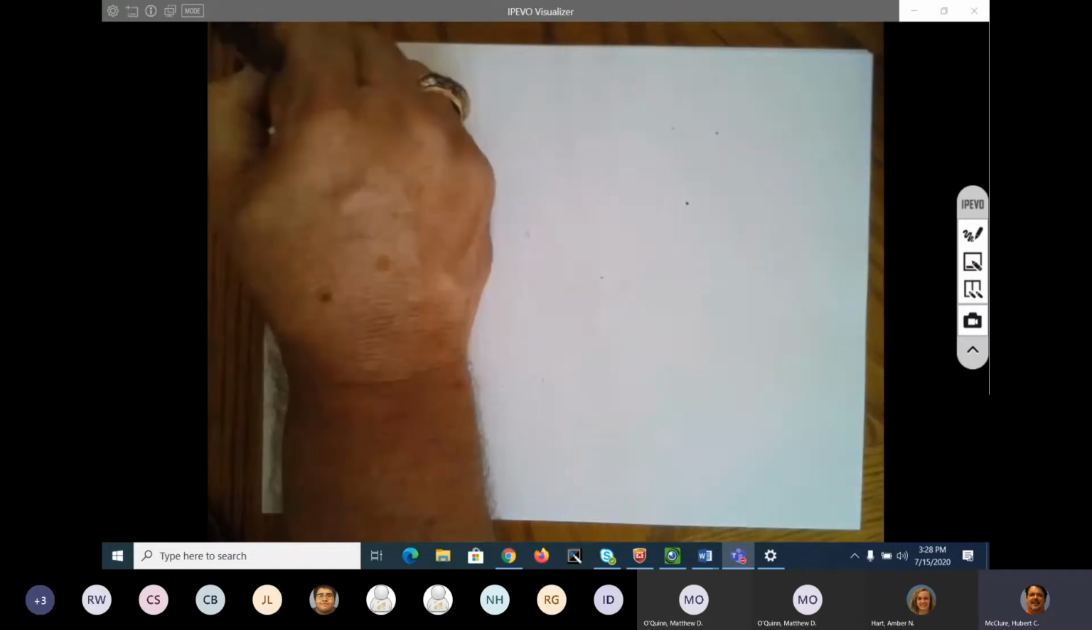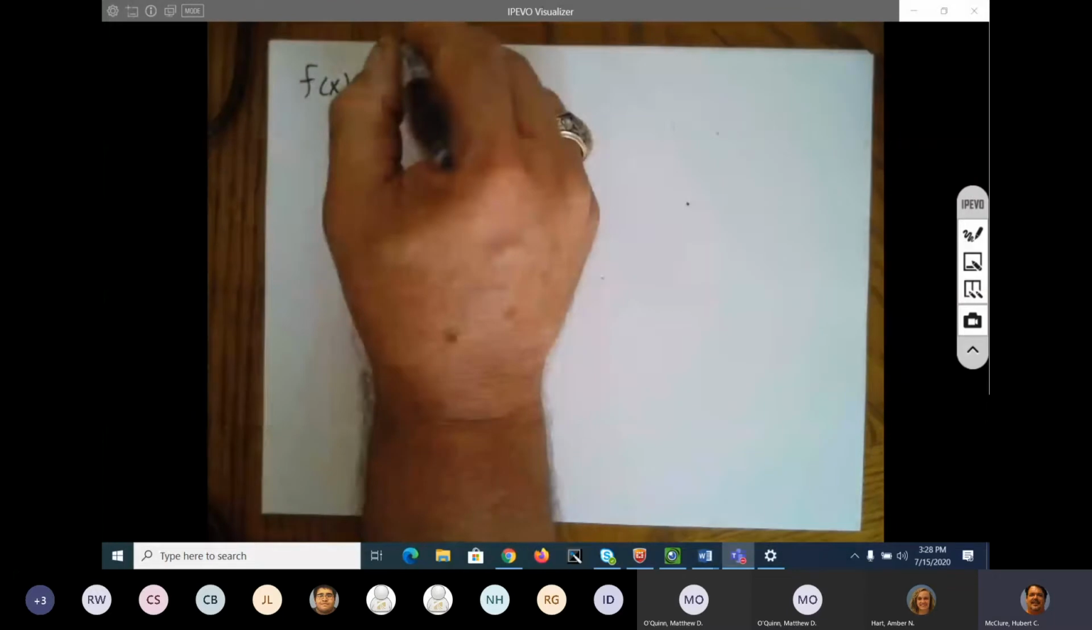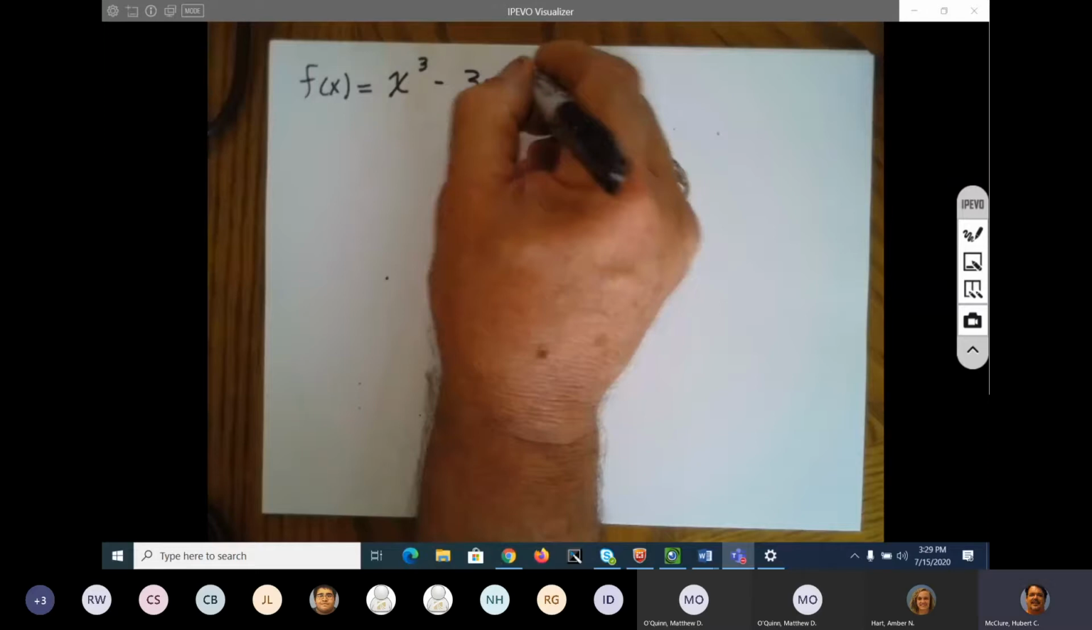So let's go ahead and look at a few examples. So here's our first example. Now if I was you, I would pay very much attention to these examples that we do today. Hint, hint. F of x is equal to x cubed minus 3x squared plus 5.